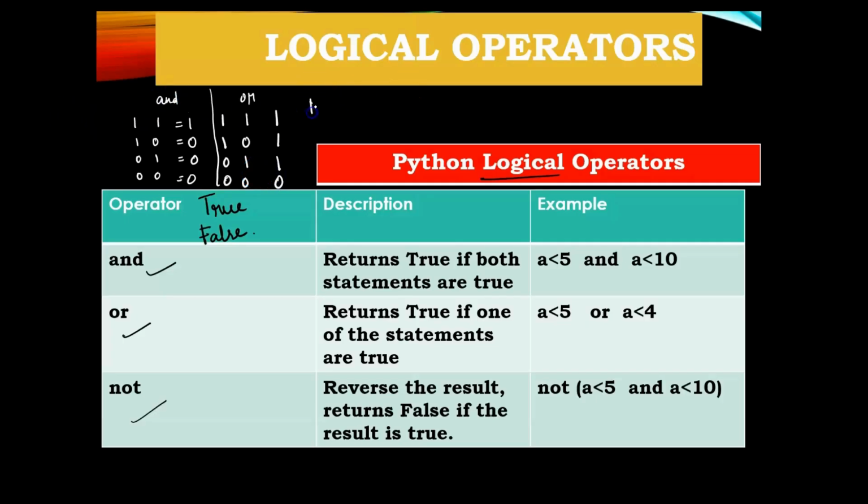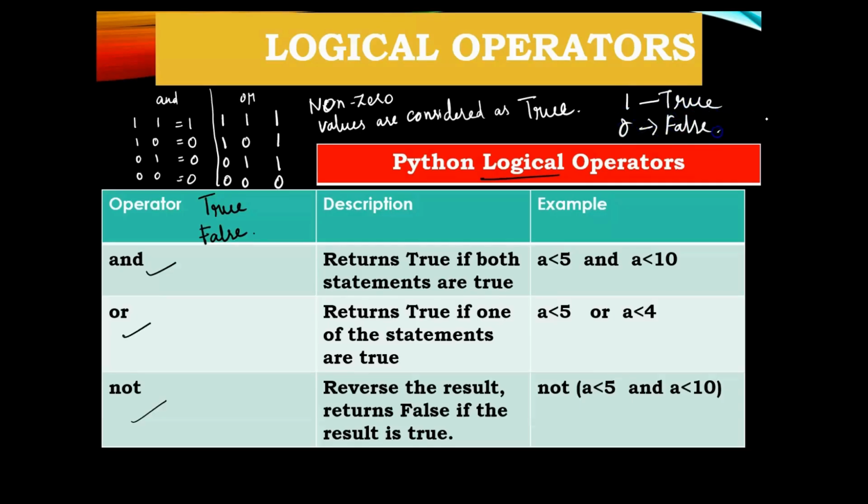The non-zero values are considered as true here. Okay, so the non-zero values are considered as true. 1 is also considered as true and 0 is considered as false. Okay, so this is the explanation for the AND table and OR table.